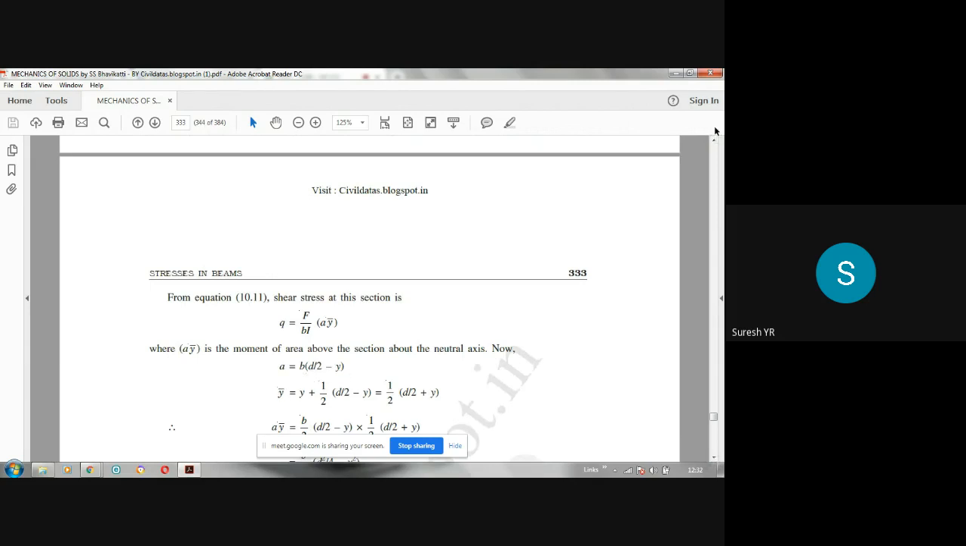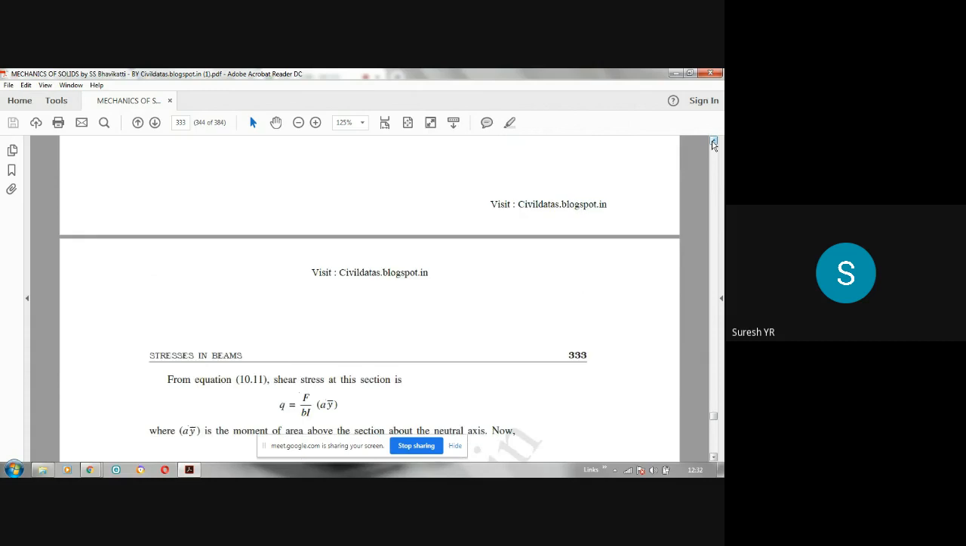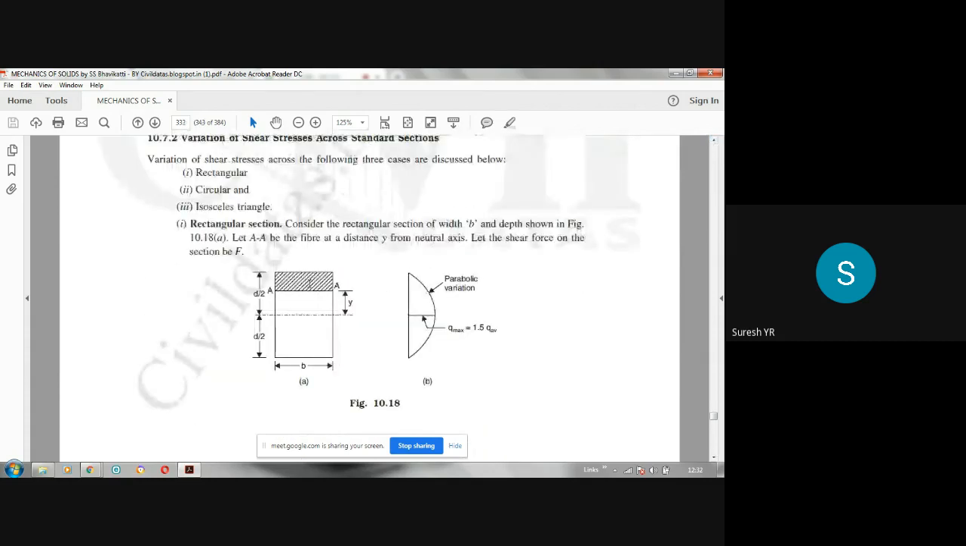Next, y bar. Y bar is the distance of the centroid of this area from the neutral axis. Here the area centroid will be here. So what is the distance from the neutral axis to this centroid? It is y plus this distance, which is d/2 minus y, divided by 2.